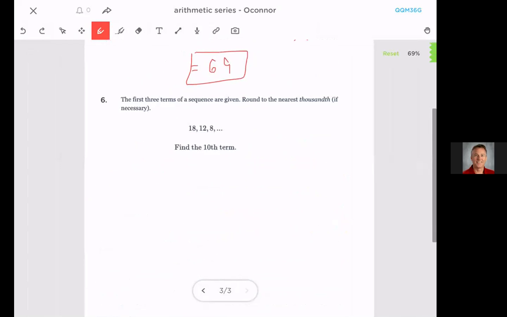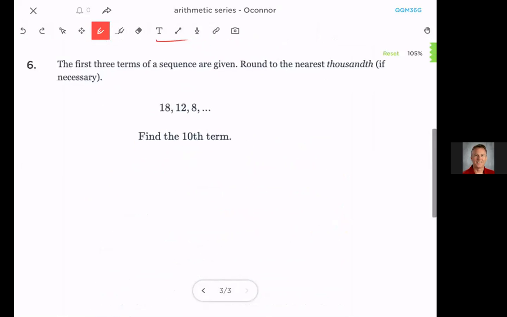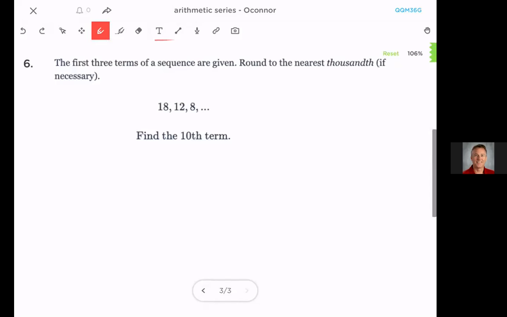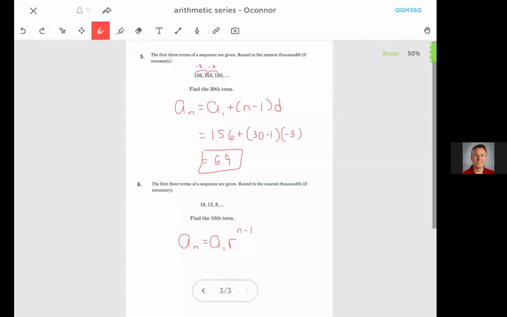Now for the second problem, I'm going to have you guys try the second one. But this is geometric. So remember our formula for geometric is a sub n is equal to a sub 1 times r to the n minus 1. So would you guys try and find the 10th term? So 10 will be your n. You have to find your r. Remember, you can do that by doing the second term divided by the first term. So give that a shot, and we'll go over that in just a second.